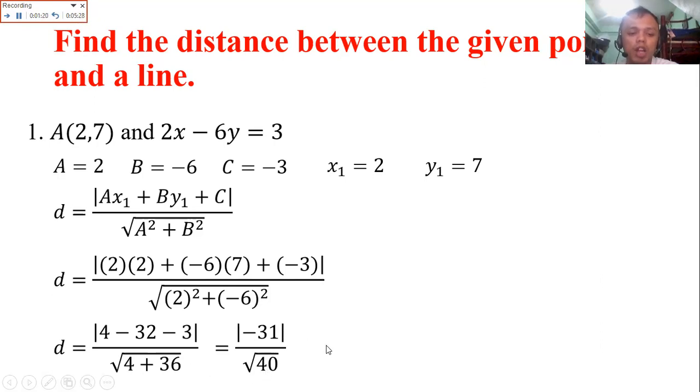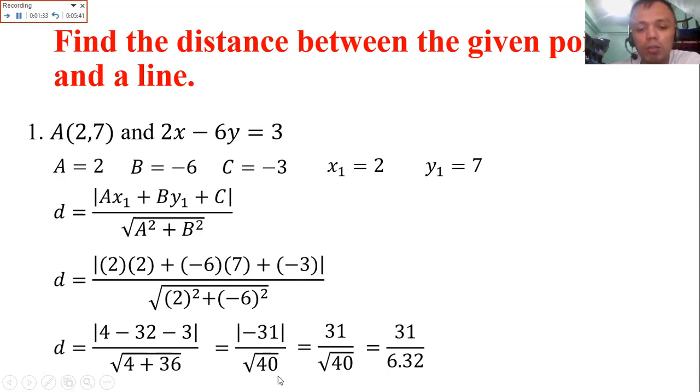Okay? Absolute value, we have 31 all over the square root of 40. 40 is not a perfect square. So we can rationalize or use the shortcut method. First, the approximate value of the square root of 40 is 6.32 using a calculator. Then 31 divided by 6.32 is 4.9. Okay? So that is their distance.